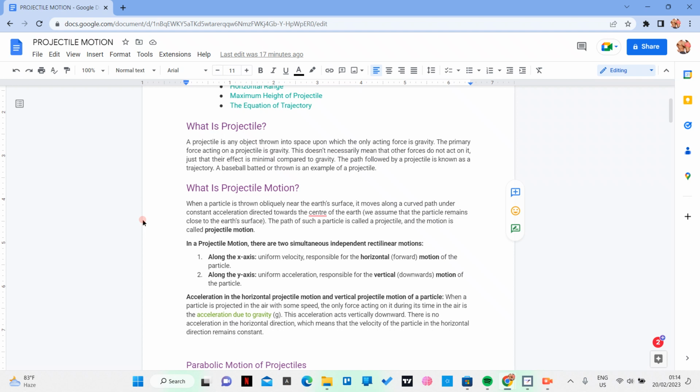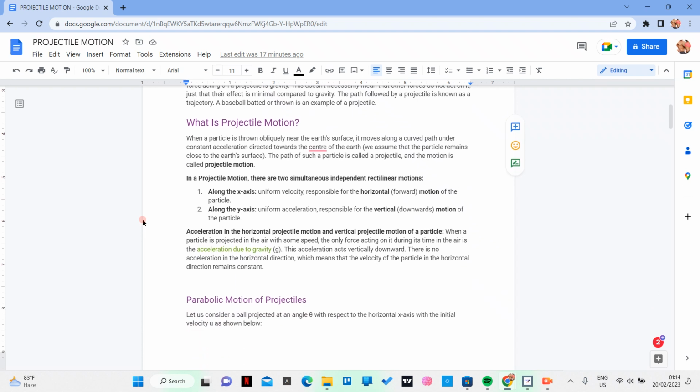Now, the path of such a particle is called the projectile, and the motion is called projectile motion. As I said before, you have two different components, the horizontal and the vertical. The horizontal is the x-axis, and the vertical is the y-axis. The acceleration in the horizontal plane is constant, and so is the horizontal velocity. So the acceleration in the horizontal pathway is 0, while the horizontal velocity is constant all through.